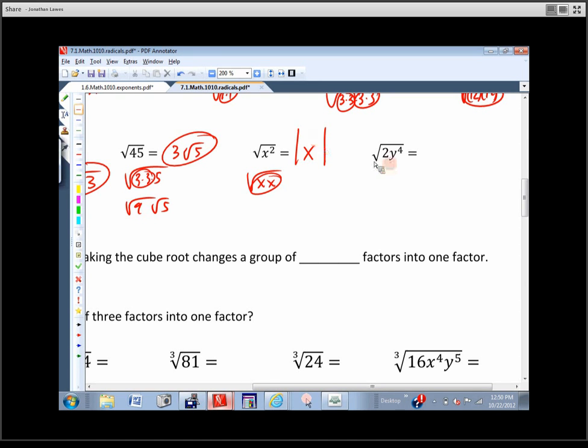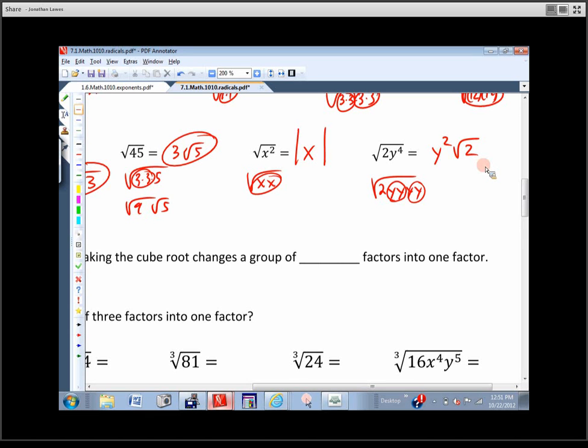So let's take a look at this problem right here. And again, we're looking for pairs of factors. If you have to write this one out this way, please do. Make sure you get it right. It's not that hard to write it out. Square root, we're looking for pairs of factors. Pair of y's, another pair of y's. How many y's on the outside? 2. So I have a y squared. The 2 is stuck underneath.